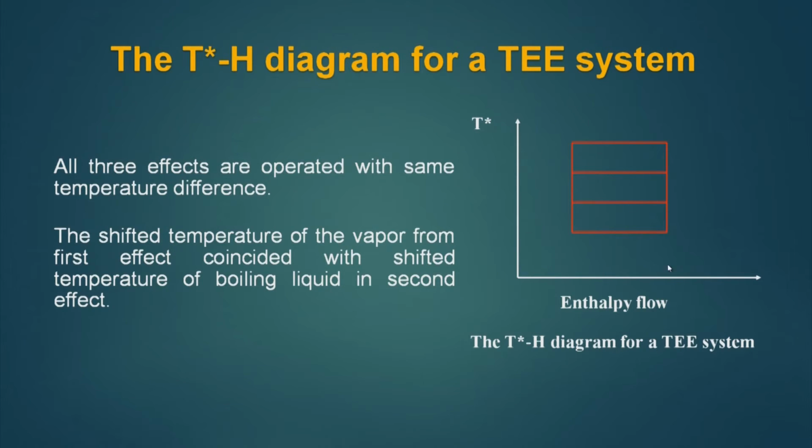So, when I convert it into the shifted temperature levels, the TH diagram becomes like this. The shifted temperature of the vapor from the first effect coincides with the shifted temperature of the boiling liquid in the second effect, and so on and so forth, and that is why we get a TH diagram of a triple effect evaporator system like this.